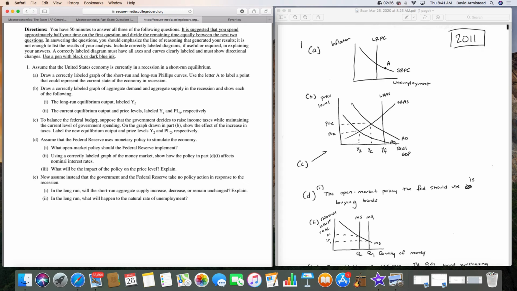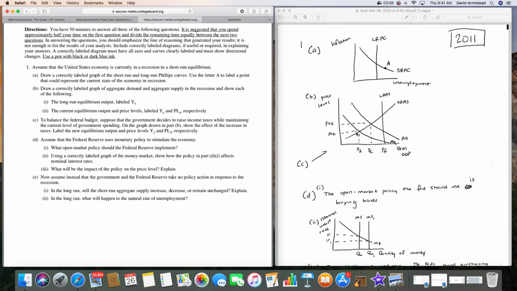To balance the federal budget, suppose that the government decides to raise income taxes while maintaining the current level of government spending. On the graph in Part B, show the effect of the increase in taxes. Label the new equilibrium output and price level Y2 and PL2 respectively. Well, if the government decides to raise income taxes and you're in a recessionary gap, that's going to decrease consumer spending, meaning aggregate demand should decrease. If you're going to raise income taxes in a recession, you're going to go more into a recession. So you have an even more pronounced recessionary gap here. I've labeled this AD1. They're telling me to label it Y2, PL2.